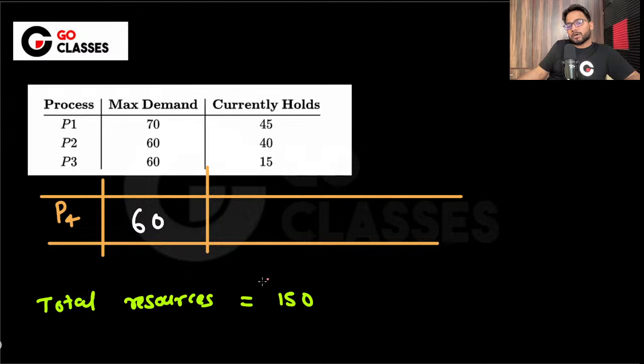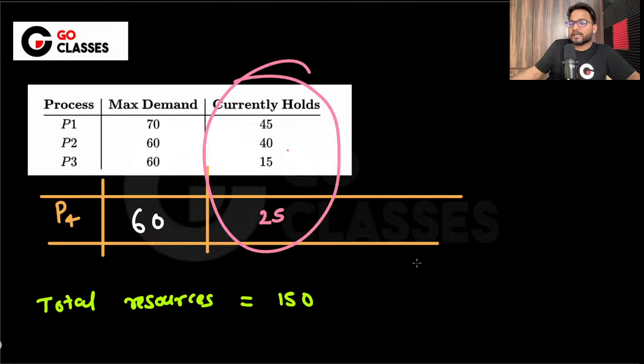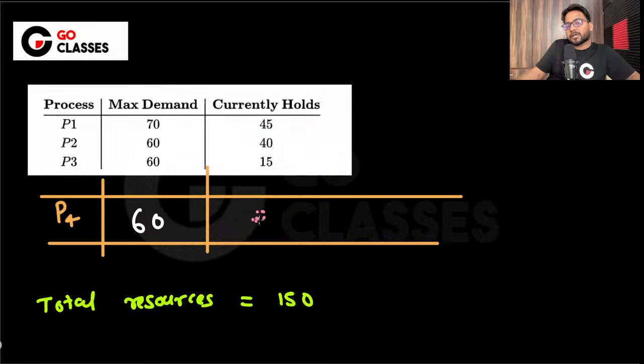Now if you give those 25, if the process is currently holding 25 or something like this, then in that case, will you go to the safe state or not? That's what I want to check.